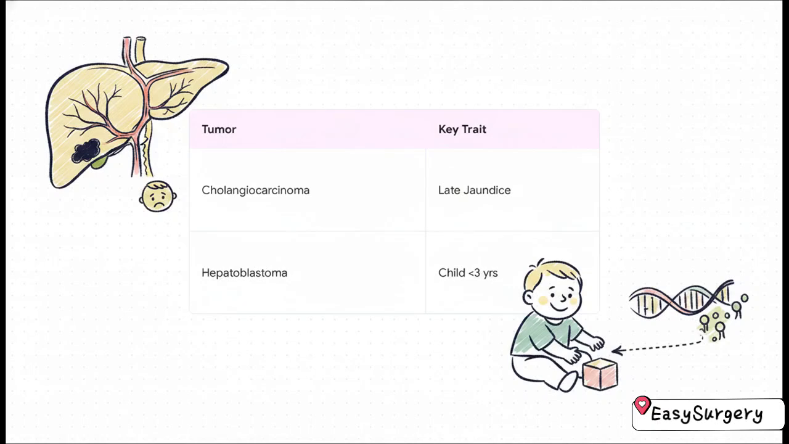Finally, let's round this out with 2 other major players you need to know. First, intrahepatic cholangiocarcinoma, a cancer of the biliary tree. The tricky thing here is that jaundice is a surprisingly late sign, mainly because the tumor arises way out in the periphery of the liver, not in the center. Second is hepatoblastoma, which is a tumor of fetal hepatocytes and is actually the most common primary liver malignancy in toddlers under 3 years old. It's also strongly linked to familial adenomatous polyposis, or FAP syndrome.